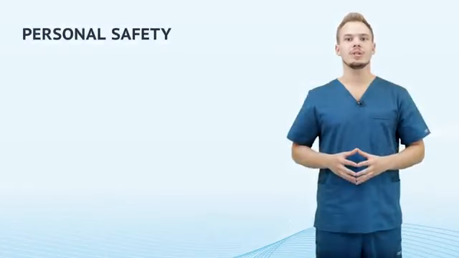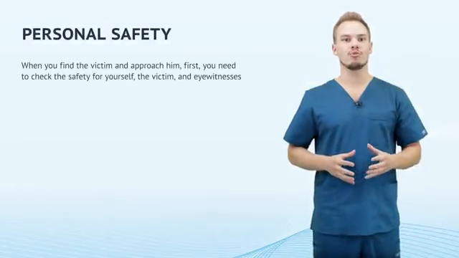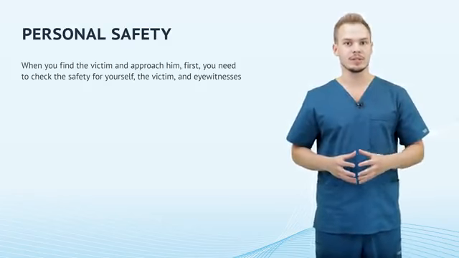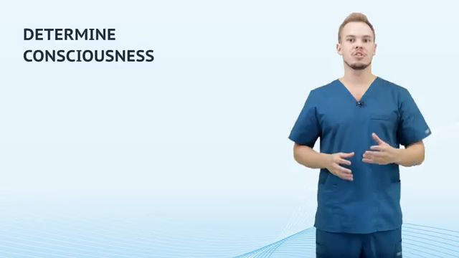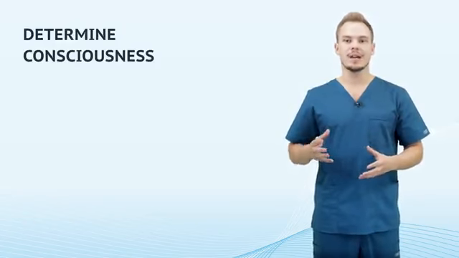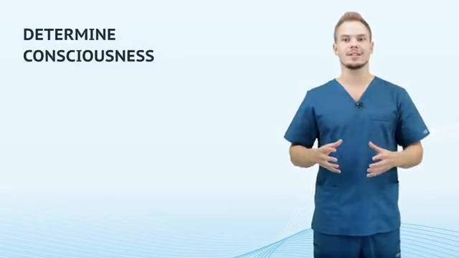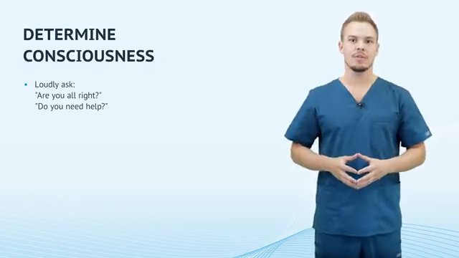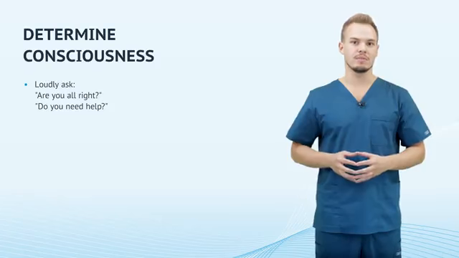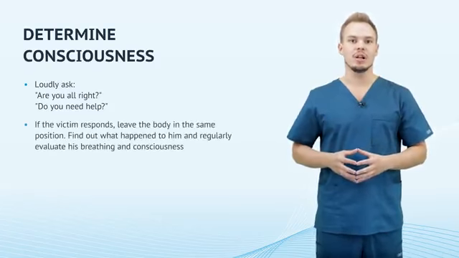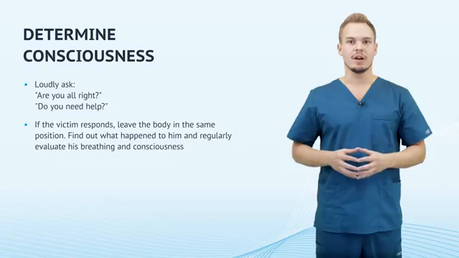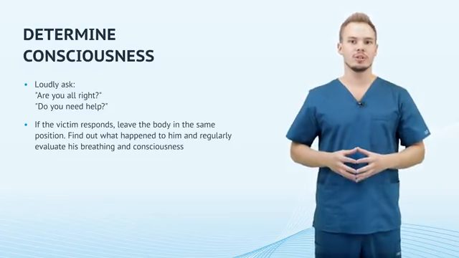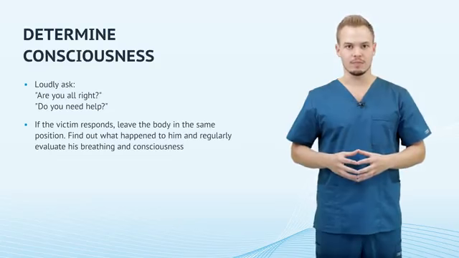In the last video, we said that when you find the victim and approach him, first you need to check the safety for yourself, the victim, and eyewitnesses. If nothing threatens you, approach the victim, kneel down, gently shake his shoulders, and ask loudly in both ears, "Are you all right? Do you need help?" thereby assessing consciousness. If the victim responds, leave him in the same position. Find out what happened to him. Regularly evaluate his condition, breathing, and consciousness.